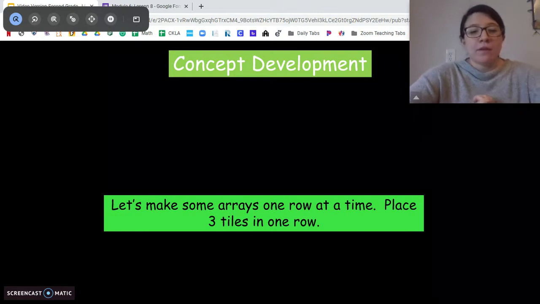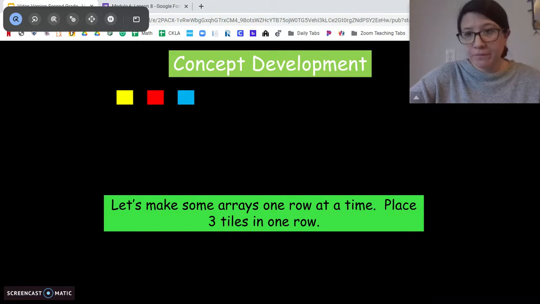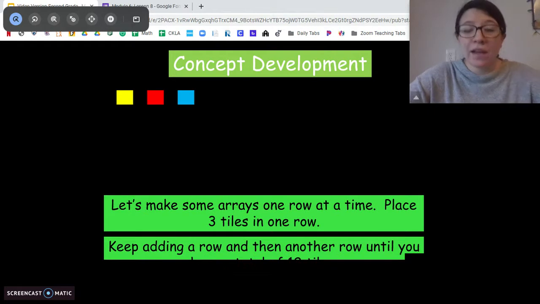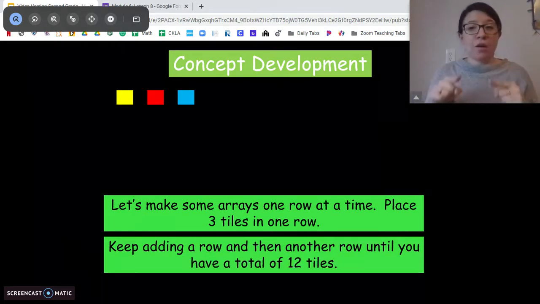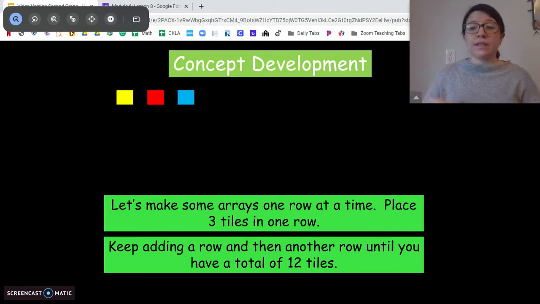We're going to make some arrays one row at a time. So what I want you to do is place 3 tiles in a row. Good. Perfect. Now we're going to keep adding a row until we get to 12 tiles. So pause and do that on your own. You're only going to have 3 tiles in your row. So keep adding rows until you get to 12 tiles. Once you have 12 tiles, stop. So pause and do that, and then we'll check it together.